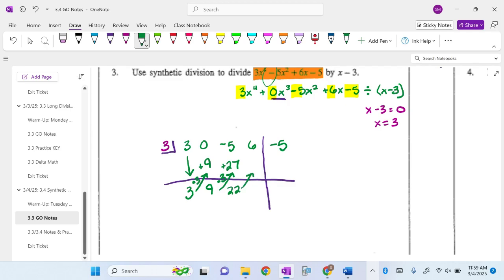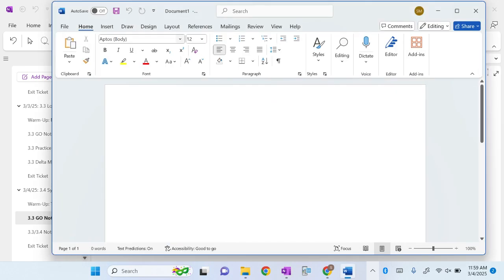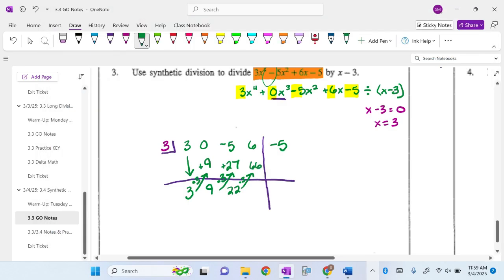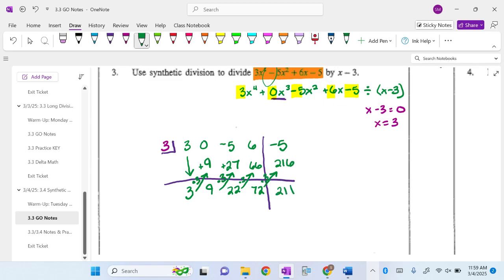Then what do we do? Multiply it by 3. You get 66. Add them together, you get 72. Then multiply it by 3. You get 216. Add it together, you get 211. So again, it's literally drop the first number, multiply, add, multiply, add, multiply, add until you finish. It's the same pattern over and over again.